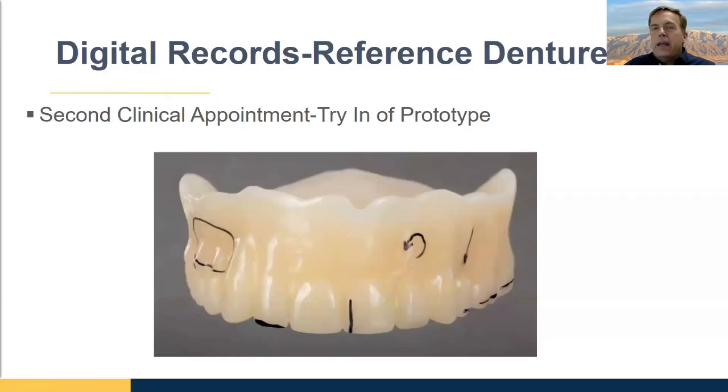When you're doing your try-in, this try-in will fit exactly the same as your final denture. If it has great fit and everything, great. If it doesn't, it's not going to get any better, so you need to figure something out. Maybe you need to take a reline impression inside or something like that.